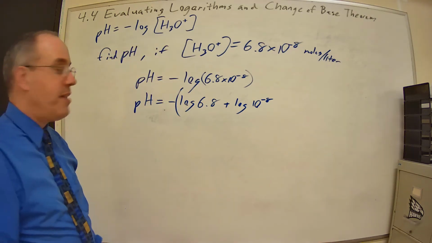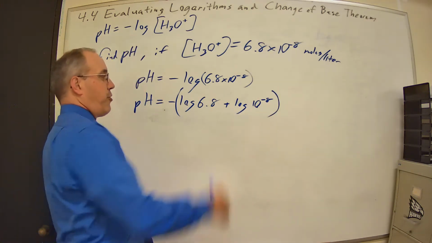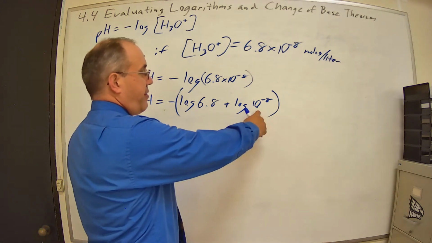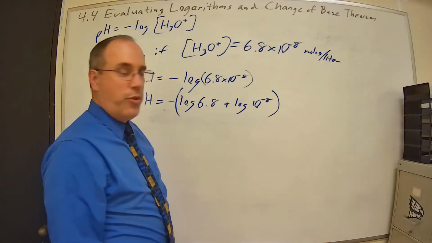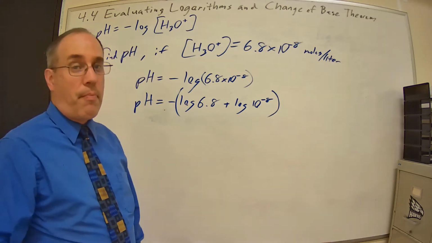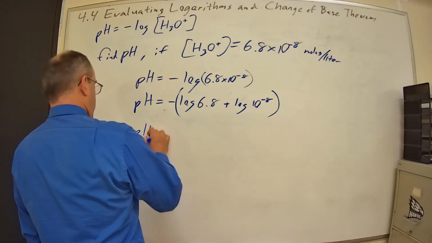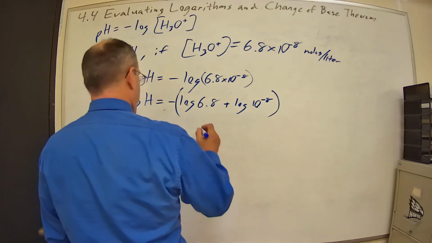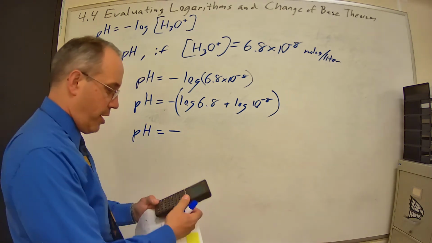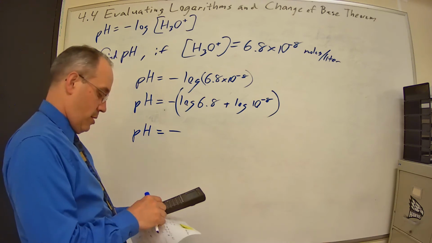Now, why is that handy? Well, two reasons. One, it may be easier for us to plug in. Two, we have log base 10 of 10 to the something, which, remember, that means that those cancel out and you're just left with whatever's there. So that just saved me a calculation. So pH is equal to negative log of 6.8. I'm just going to plug that into my calculator because I don't know that off the top of my head. If you do, more power to you.